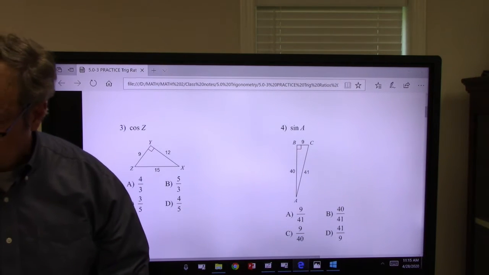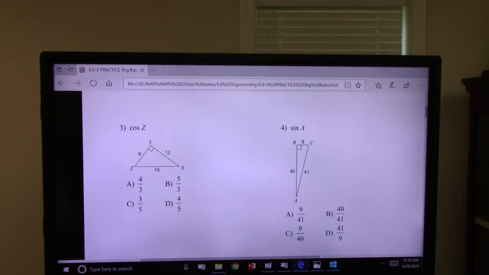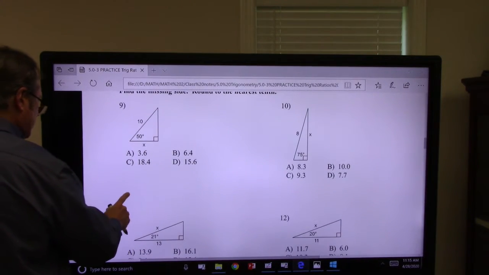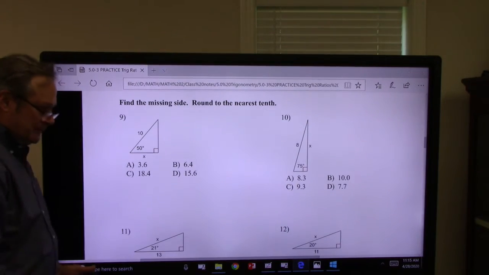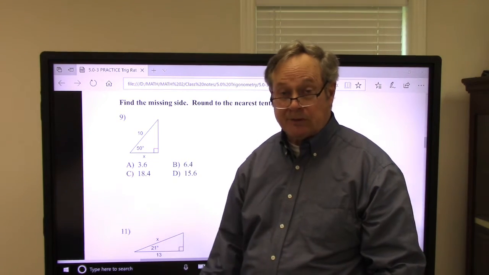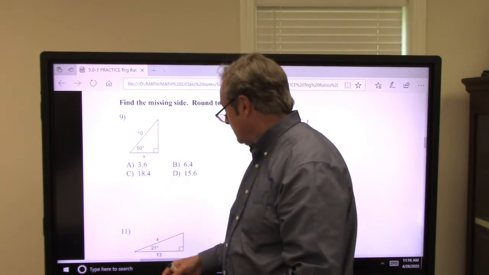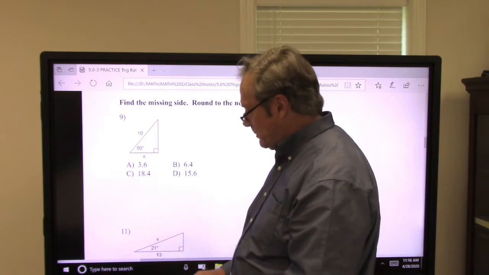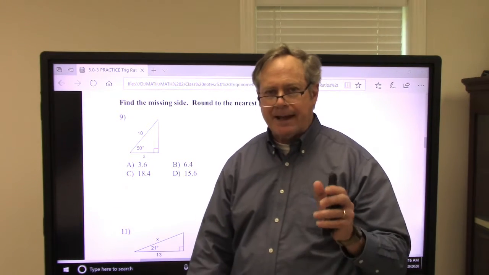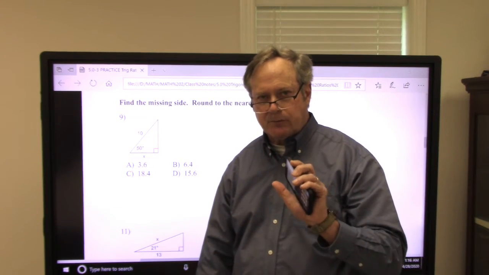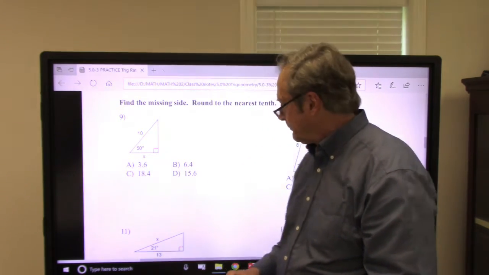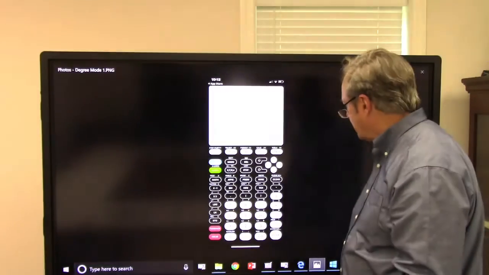Now, let's go to where we actually compute sides. So let's go to number 9. Now, today I'm going to teach you how to find the missing sides. Tomorrow it's going to be the missing angles for the next class. Now, before we begin, when you deal with trigonometry, you have to make an adjustment in the mode of your calculator. If you don't, you'll always get the wrong answer. So let's go back to our calculator screen.